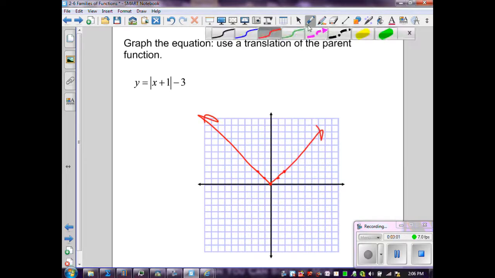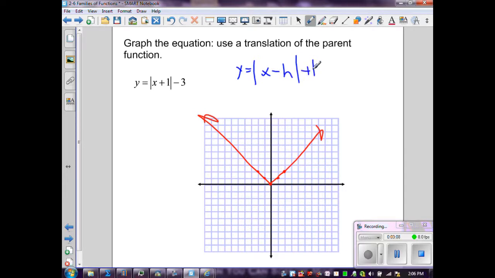And I know that my general formula is y equals the absolute value of x minus h plus k. Here, k is a negative 3. Therefore, that's going to go down 3 units for each ordered pair. And here I have h equal to a negative 1. I know that because a negative times a negative will give me a positive 1. That means I need to move each ordered pair to the left 1 unit. So I'm going to move each ordered pair to the left 1 unit and down 3 units.